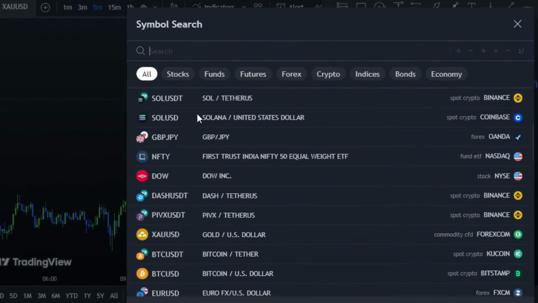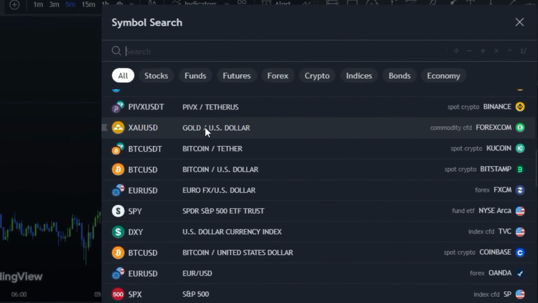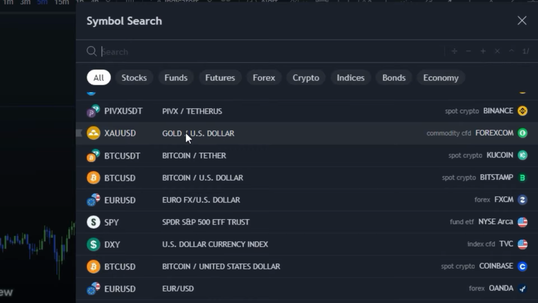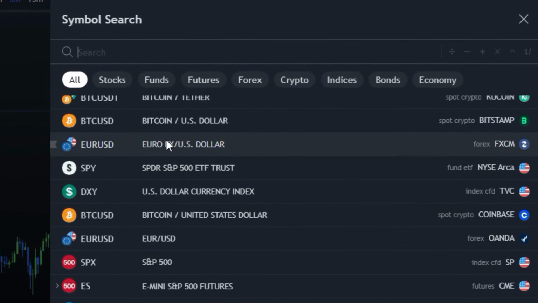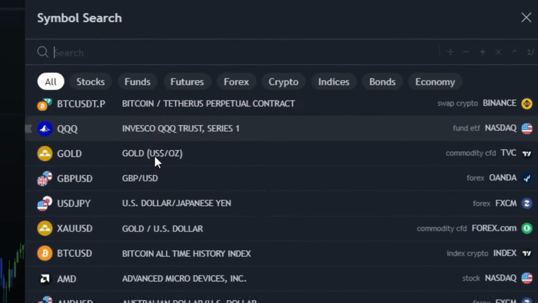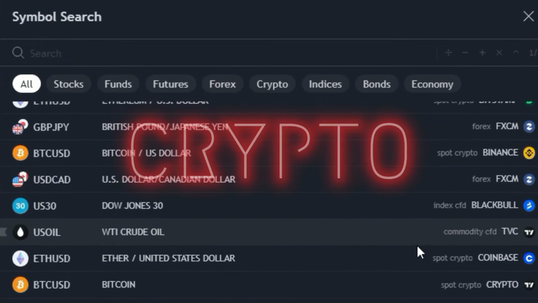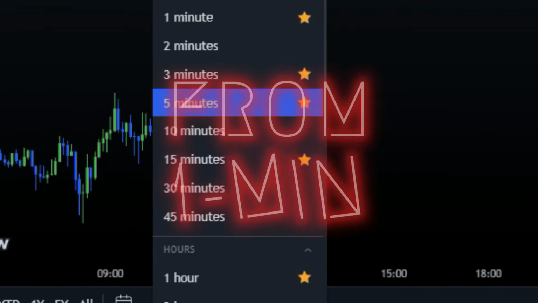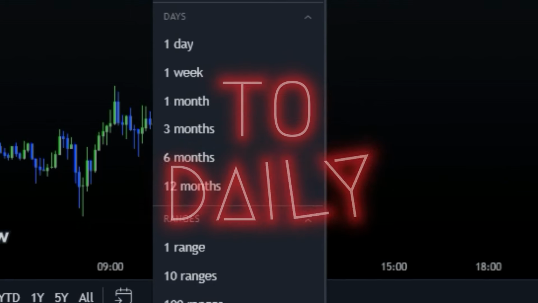But guess what? This strategy isn't just for gold or one time frame. It works great for any market, like stocks or forex, or any time frame, from the quick 1-minute time frame to longer daily ones.